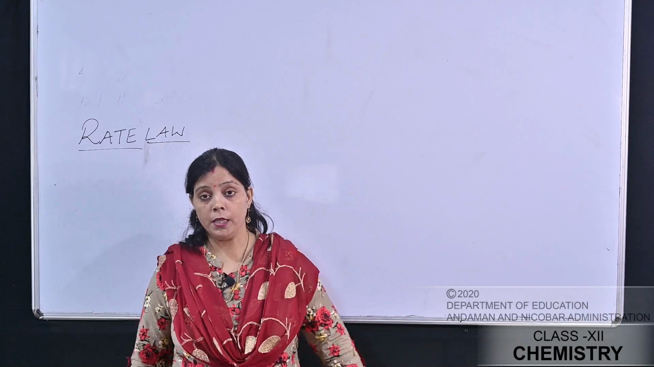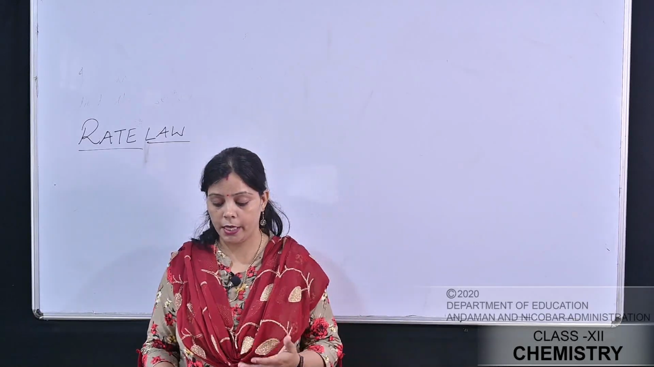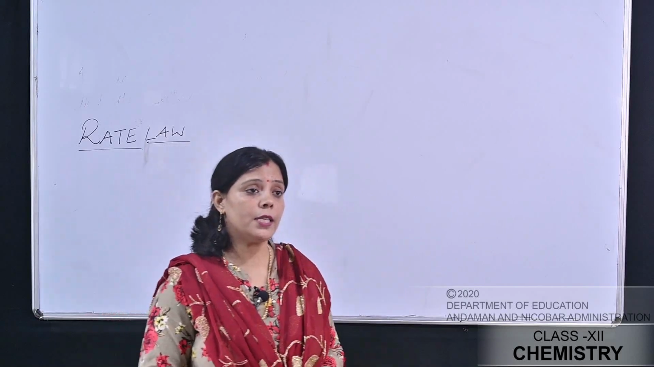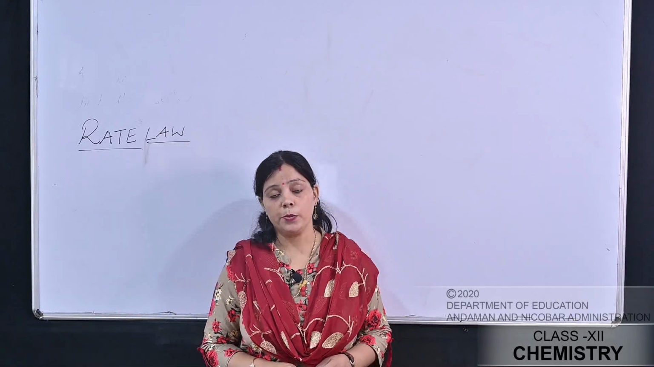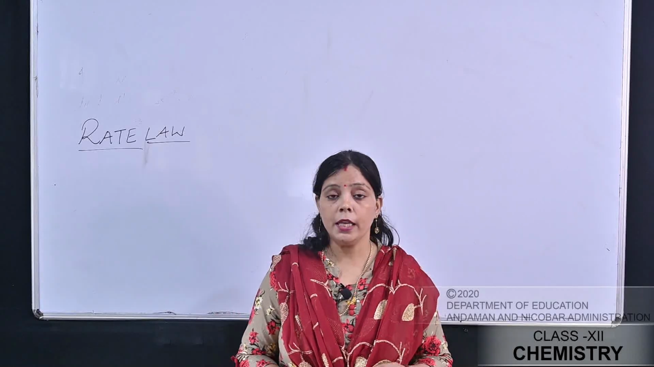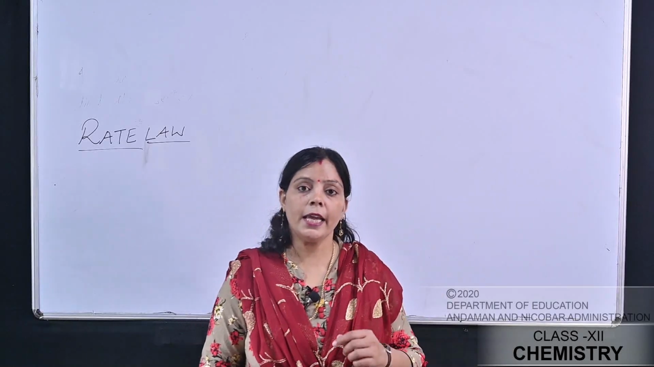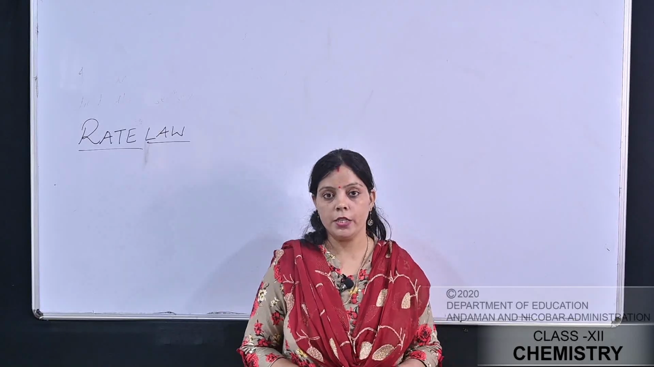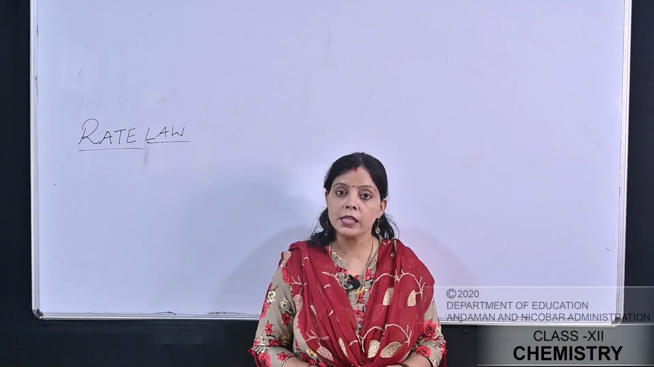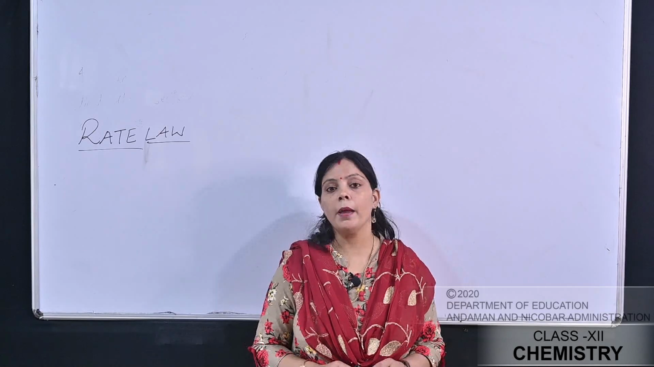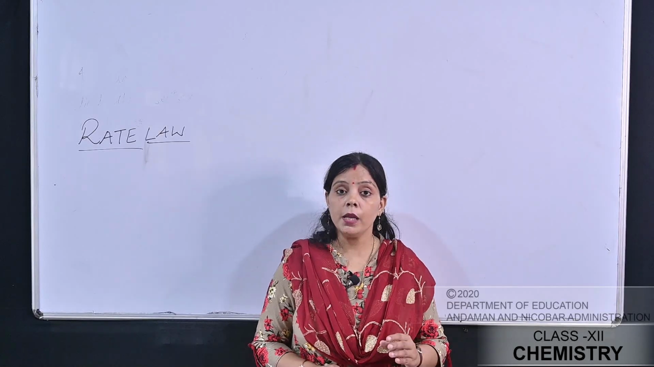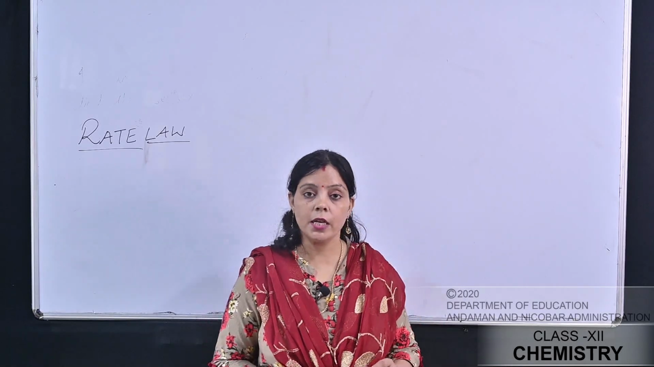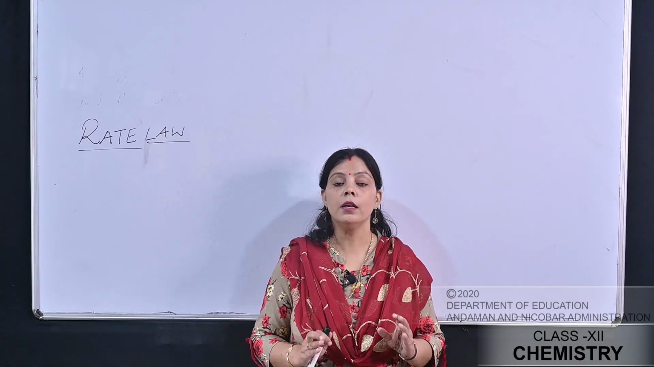So students, in the case of complex reactions, which take place in more than one step, the question that arises is how can we express the rate of the reaction? When we express the rate of the reaction on the basis of the balanced chemical equation, it has no significance. It means that in the case of complex reactions, the rate equation is written on the basis of experimental results.